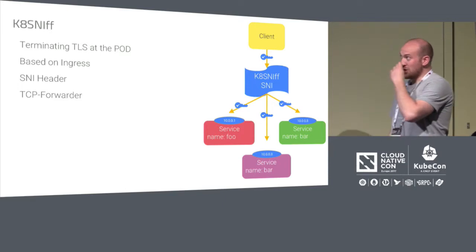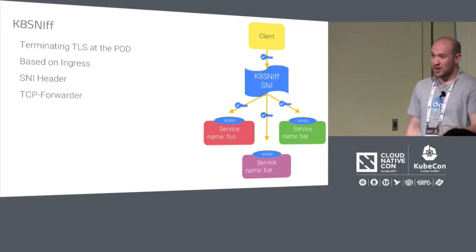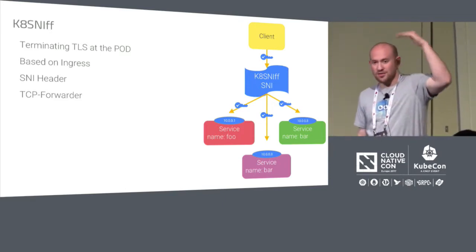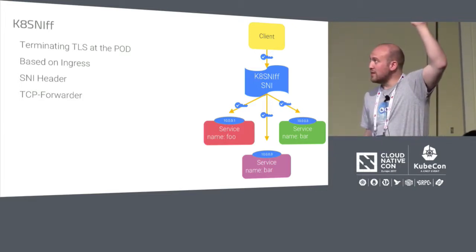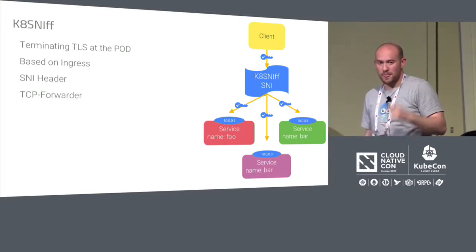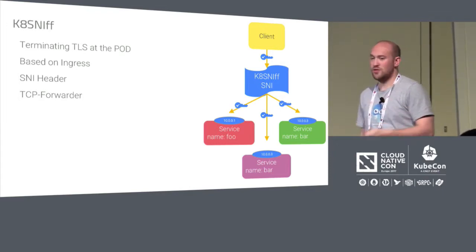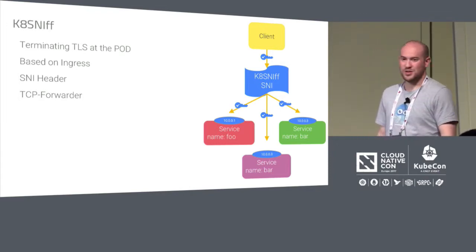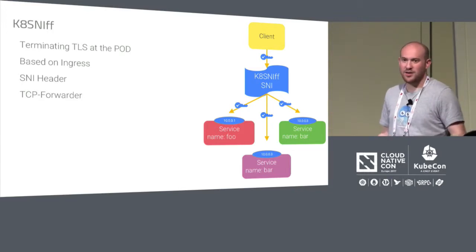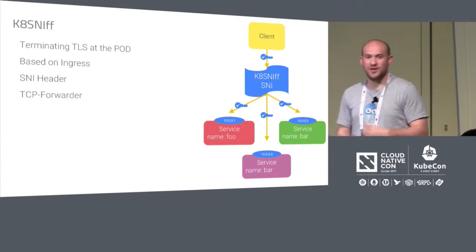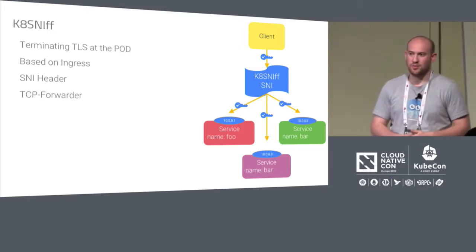So this is what it actually looks like. You have a client. The client will pass TLS traffic. It'll hit K8SNIff. K8SNIff will read these SNI headers. It will pass it through to the service. The service passes it through to the pods. Same kind of stuff that you guys are very used to using with other ingress controllers in the system.